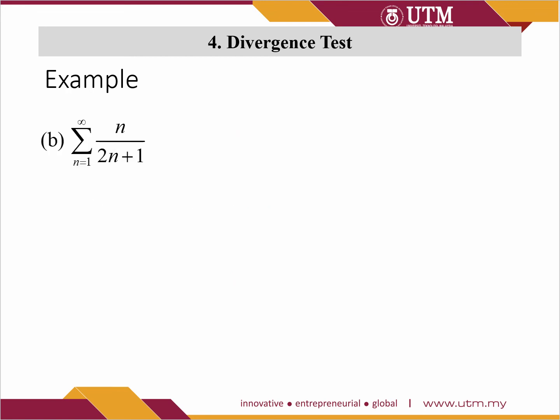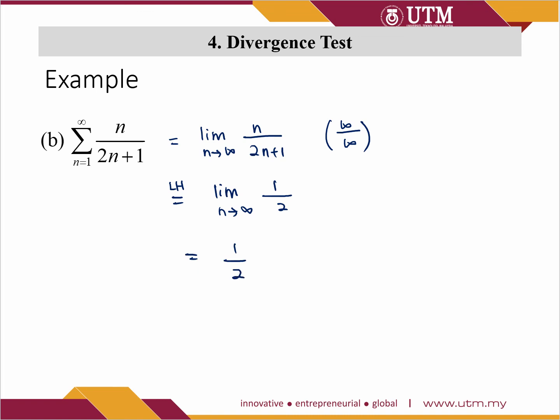Now moving to the next example using the divergence test. We have to find the limit of n over 2n plus 1 as n approaches infinity. Substituting n with infinity, you will get infinity over infinity, so we can apply L'Hopital's rule to get 1 over 2 as n approaches infinity. Your answer would be 1 over 2, which is not equal to 0. Since it is not equal to 0, the series diverges.